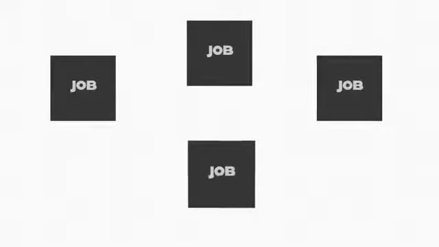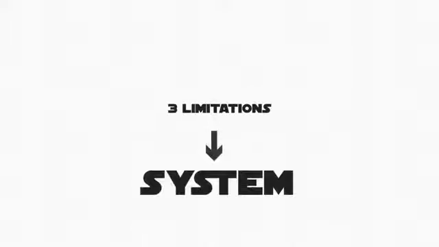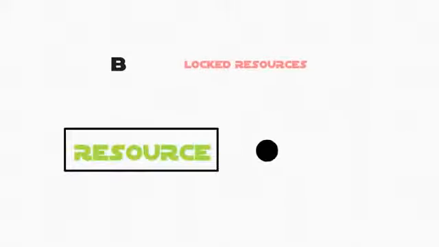We need a scheduling policy when we have many jobs to run or we are limited in resources. It needs to solve three limitations of the system. A. There are a finite number of resources such as disk drives or printers. B. There are locked resources, so they cannot be shared with another job. And C. Some resources may need the user to reassign jobs.